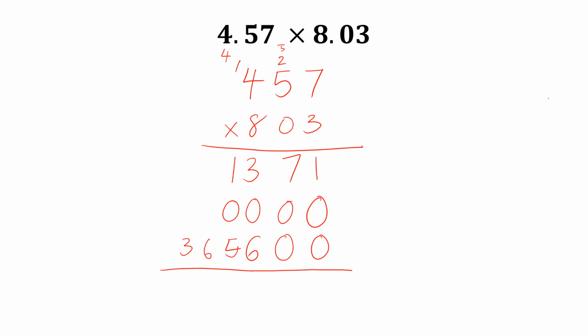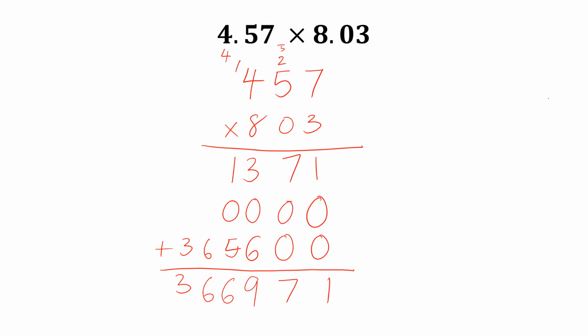So let's add. Here we have 0 plus 0 plus 1, which is 1. Then 0 plus 0 plus 7, which is 7. Then 3 plus 6, which is 9. Then 1 plus 0 plus 5, which is 6. Then we put back the 6, then put back the 3.